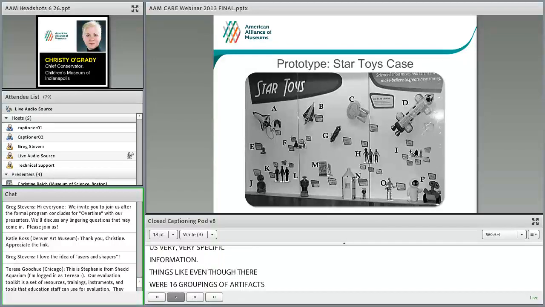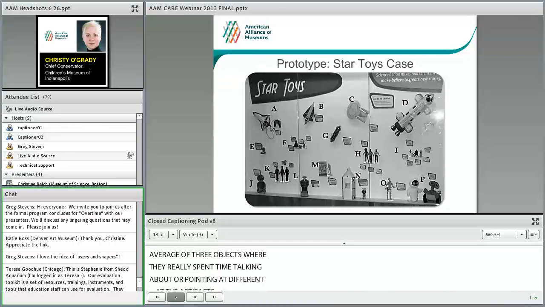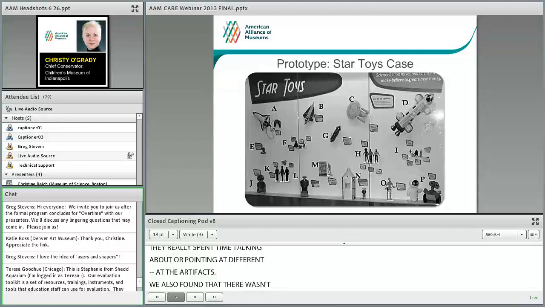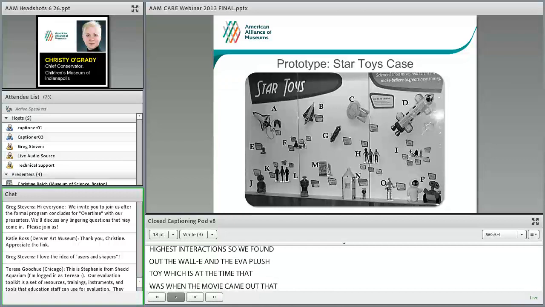So we can look back to, I believe, 2009, when a prototype for this type of research was done. Dr. Ely Wood and some of her students from the IUPUI Museum Studies program helped us do some research on a particular case. This was our Star Toys case. I do want to mention that the slide you're looking at, with all those letters, was not actually part of the exhibit. It was part of the data collection tool and helped the researchers who were gathering data and talking with our visitors to point out different parts of the exhibit and ask questions about them. So it didn't look quite like that here in the museum.